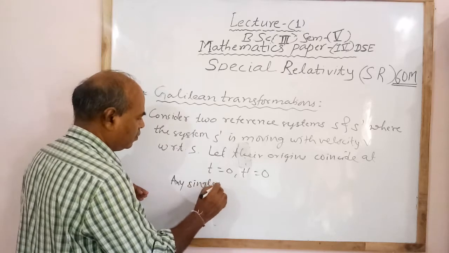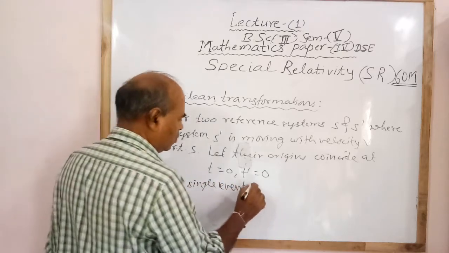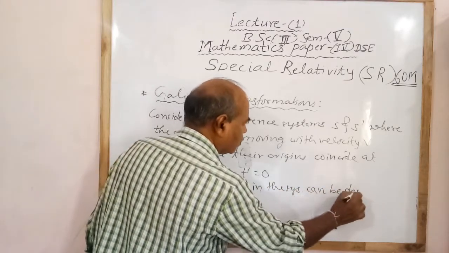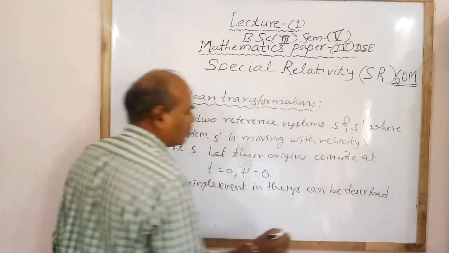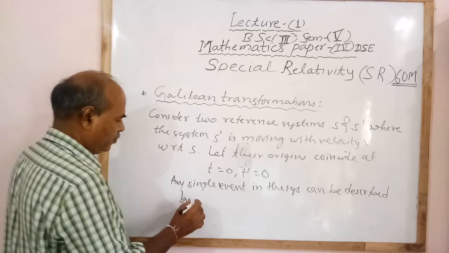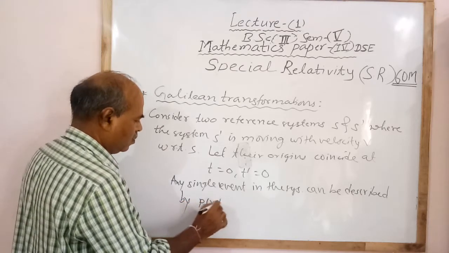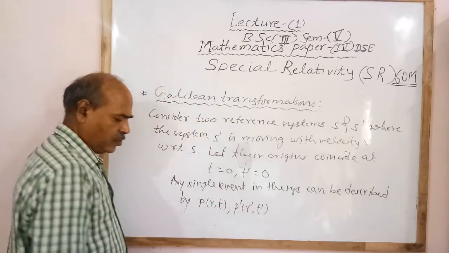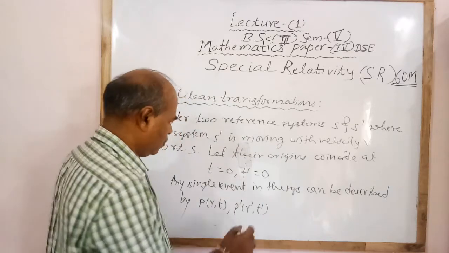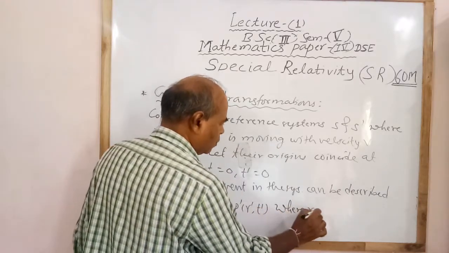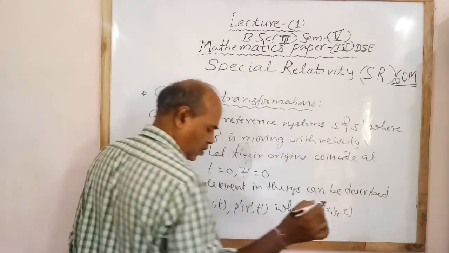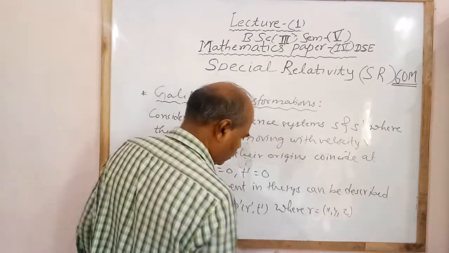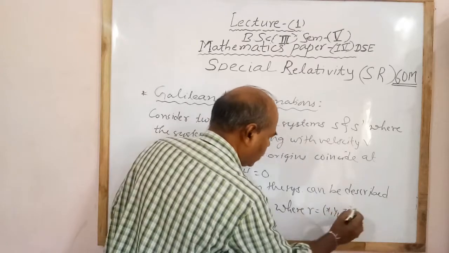Any single event in the system can be described by P of r, t, P dash of r dash, t dash, where r is the vector x, y, z. Also there is the time coordinate: x, y, z, t.